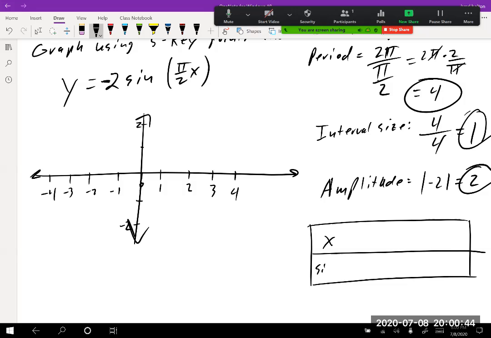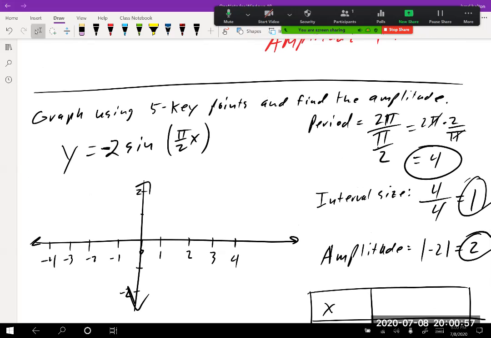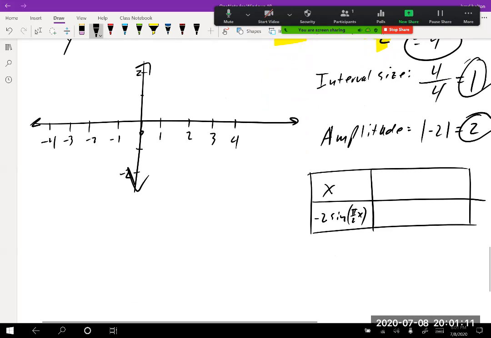So x, and y equals -2 sine pi over 2x. And again, don't lose track. Why did I divide up here? Why did I divide the period by pi over 2? Because that's omega. Omega equals pi over 2, right? So that's why that guy goes right there. Okay, so whatever number is in front of x, that's what you divide your period by for sine and cosine.